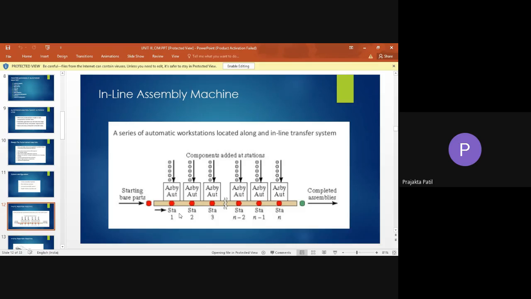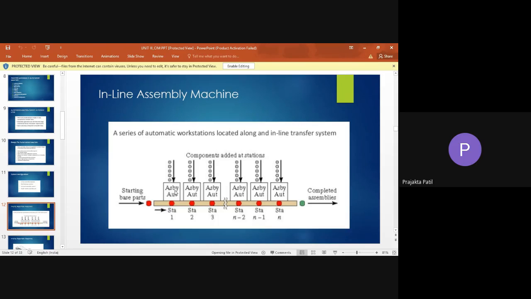In inline configuration, it basically consists of a series of workstations in a straight line as shown in this figure. Continuous, synchronous or asynchronous transfer systems can be used in this inline type of configuration. We also have segmented inline configurations, which consist of two or more straight lines arranged perpendicular to each other. For example, you have L-shaped, U-shaped, rectangular. All these configurations we have already seen in automated production lines. It is nothing different from those. It is going to be the same.